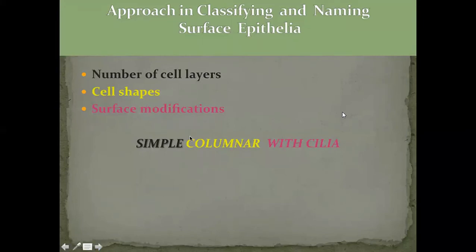The example of naming epithelia is simple columnar epithelia with cilia. Simple corresponds to the number of cell layers. If it has only one layer, it is simple. If it has 2 or more, it's already stratified. Columnar is the cell shape, and cilia is a type of surface modification. The epithelium can be simple columnar only; sometimes it has no cilia, it depends. If it has a surface modification, it is simple columnar epithelium with cilia. Clear? Okay.